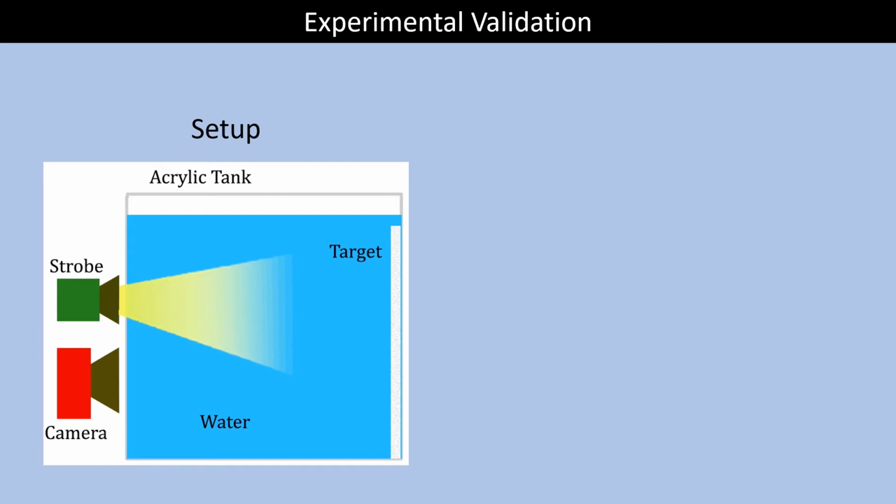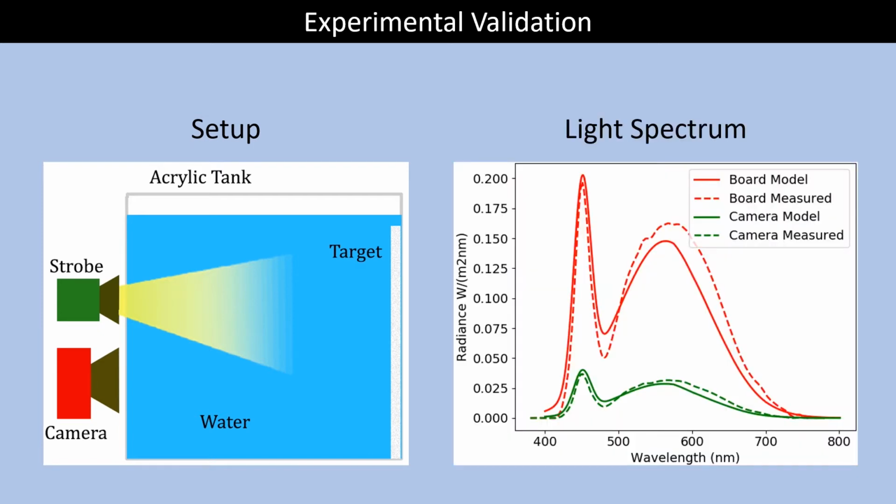A camera and strobe were mounted outside of a clear acrylic freshwater tank, and a diffuse white target board was placed on the opposite inside tank wall. We used a spectrometer to measure the light signal at the target board and the signal received at the camera lens. The measured light signal at the target board and the camera lens closely matched the spectrums predicted by the model.